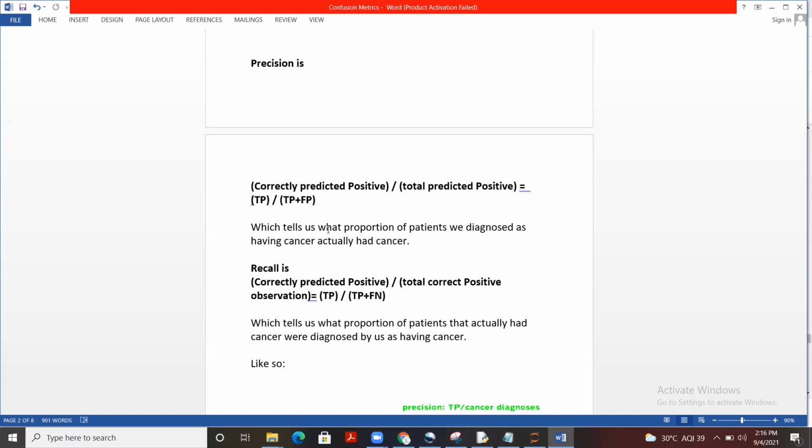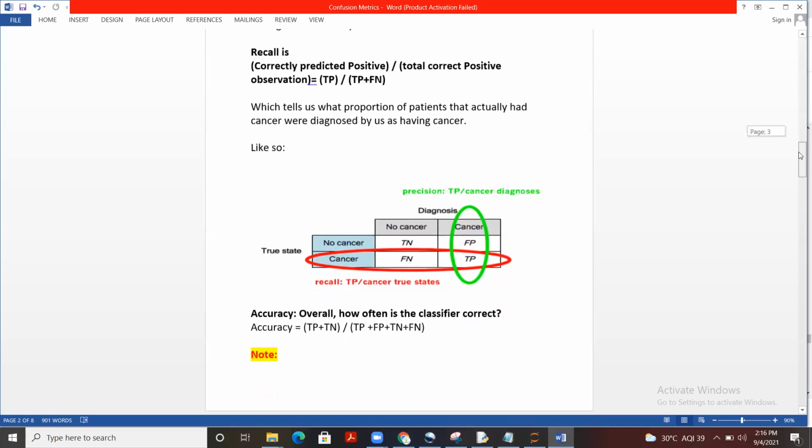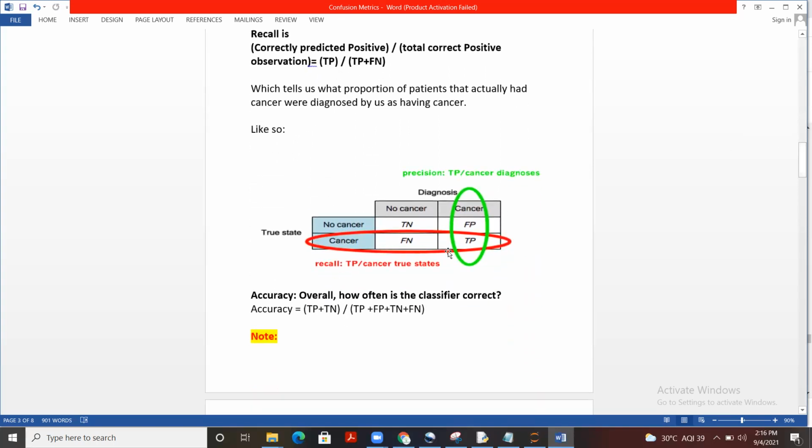So sometimes you say that we require precision to be high, or we require recall to be high. So it depends on the data. Here you can see this red part is the recall one, and the green part is the precision one. And in case you need to check the overall accuracy, overall accuracy will tell you how often the classification model was correct.